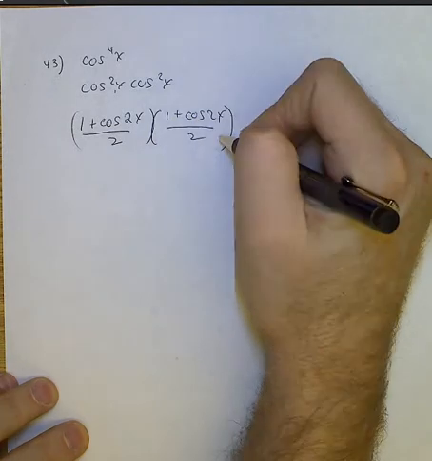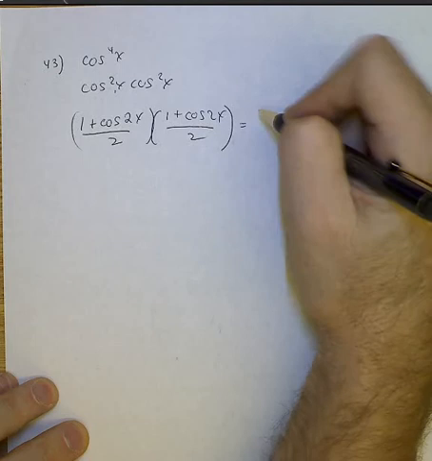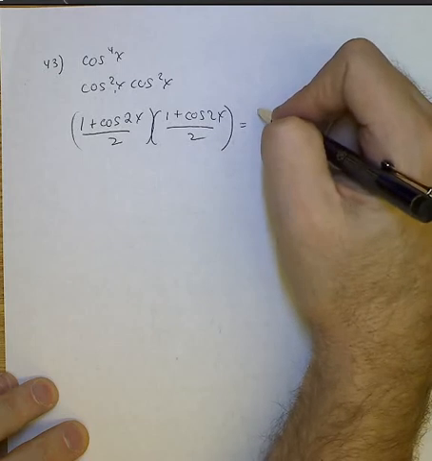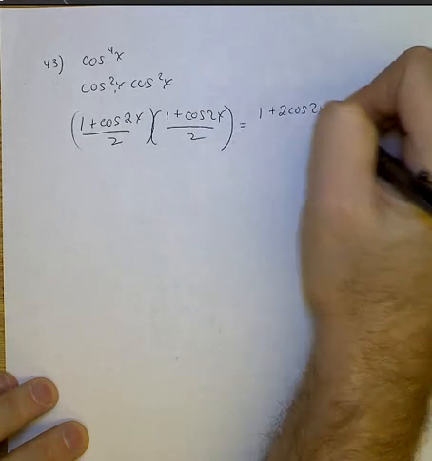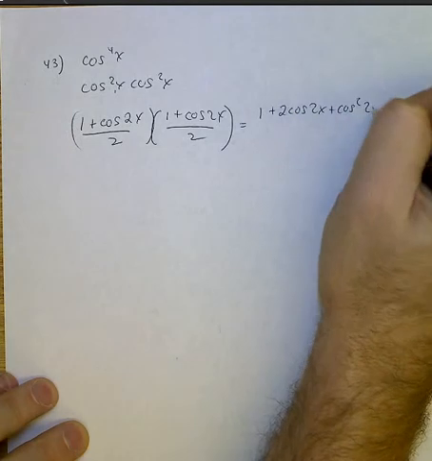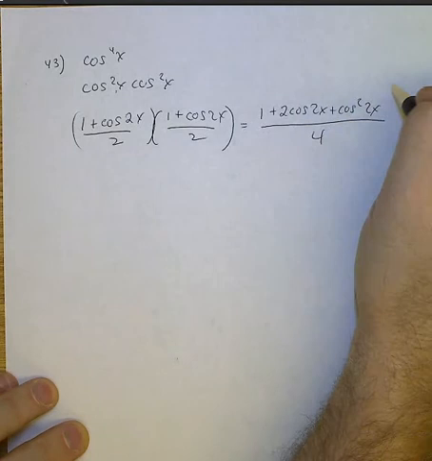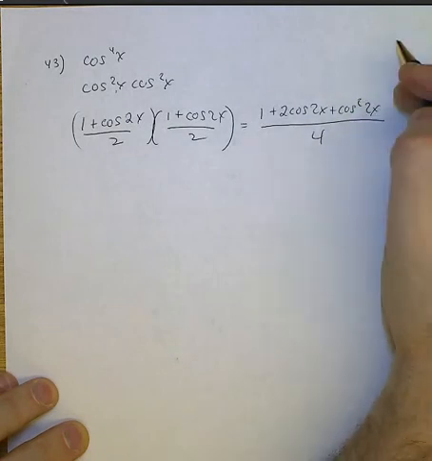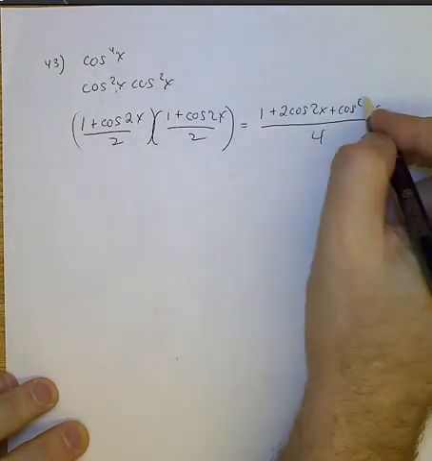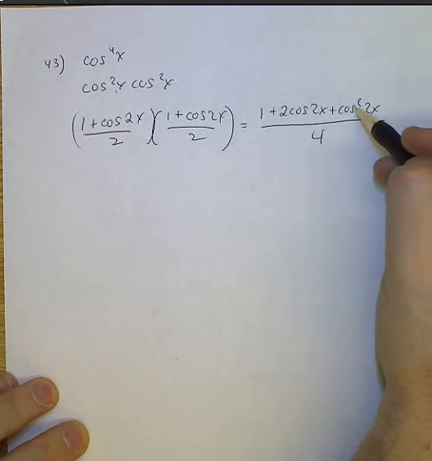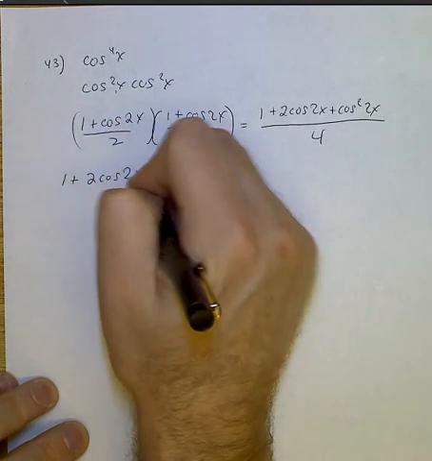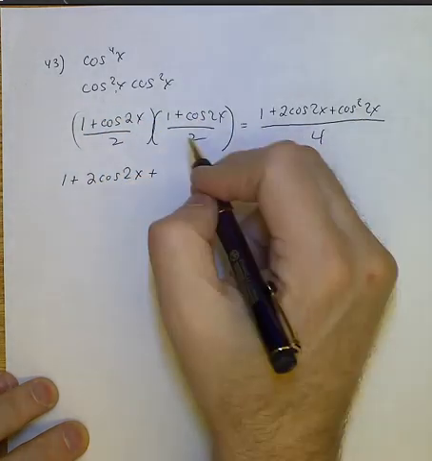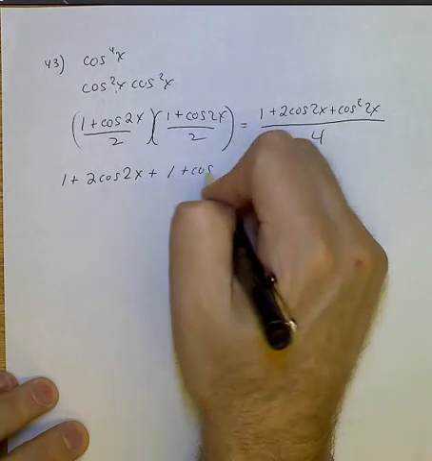Okay. Now, unfortunately, we have to FOIL this. So 1 plus cosine 2x times 1 plus cosine 2x is 1 plus 2 cosine 2x plus cosine squared 2x all over 4. Well, we still have the square here. So what we're going to do is use the cosine power reduction formula again on this piece. So we have 1 plus 2 cosine 2x plus, now I'm going to use the formula, 1 plus cosine 4x over 2.